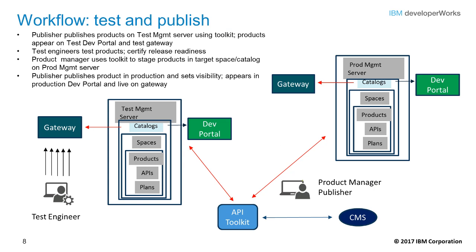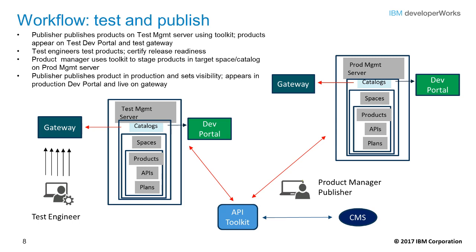In a typical workflow, the products and APIs that have been created in development are now moved to a test management server. This is typically done by a publisher. That depends on the kinds of roles and permissions that have been established for the members of the organization. But typically a publisher moves the definitions using the API toolkit from development to the test server.